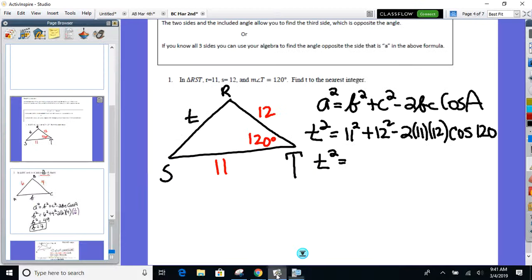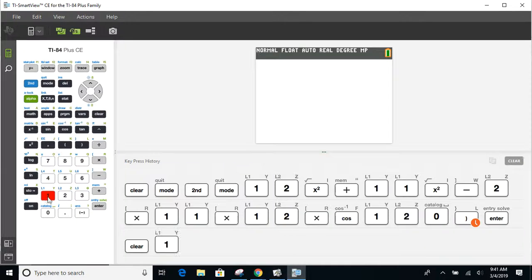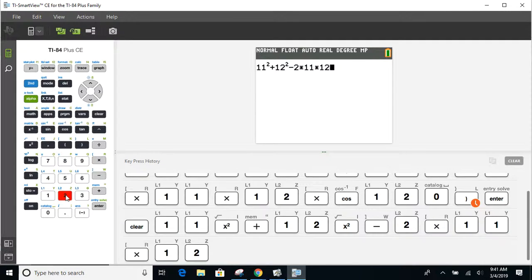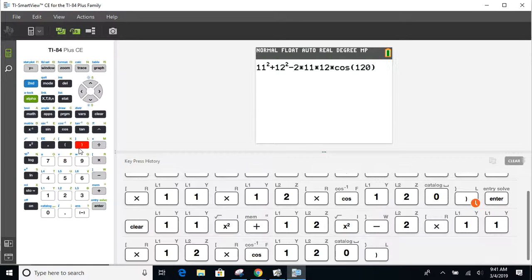So what did we start with, 11 or 12? Doesn't matter, 11. So 11 squared plus 12 squared minus 2 times 11 times 12 times cosine button, 120. And then I'm hoping we all end up with 397. If you don't, I always know a common mistake. Instead of the subtraction sign, some of you crazy kids hit the negative sign instead. Make sure you hit the subtraction sign. Have a little self-respect.